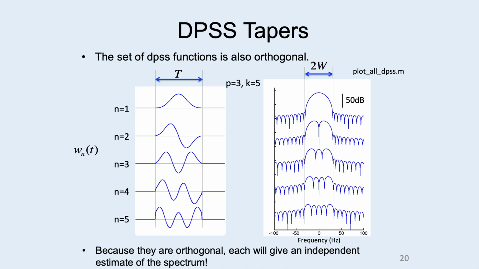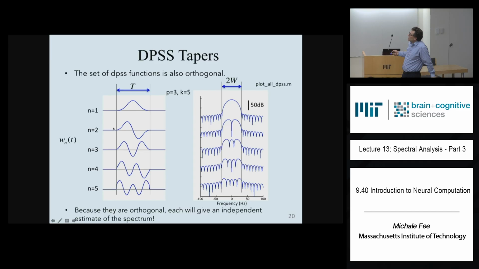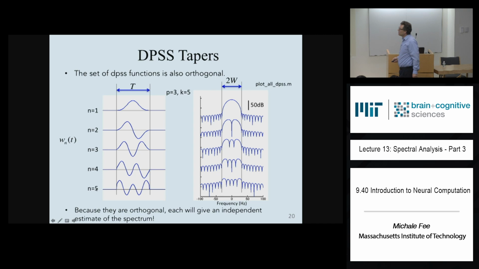The second Slepian in this family has a positive peak in the left half, and a negative peak in the right half. The third one has positive, negative, positive, and then goes to 0. And the higher order functions just have more wiggle. They all have the property that they go to 0 at the edges.